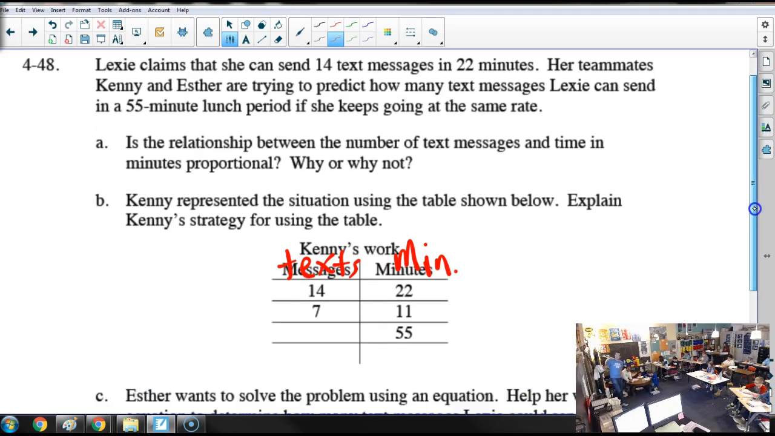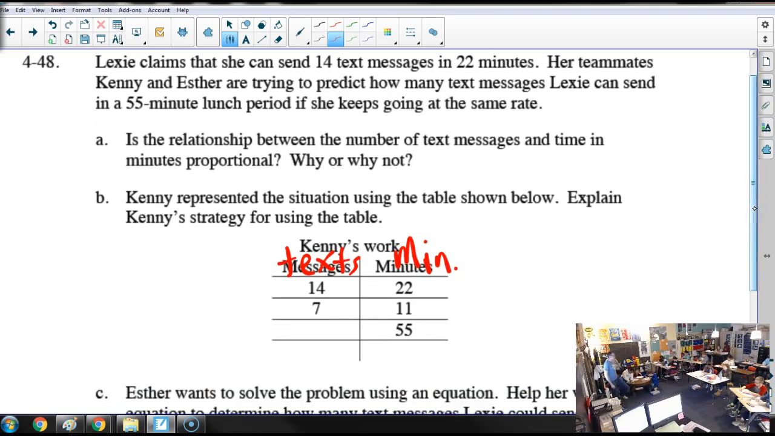So, when your parents get frustrated at you for never putting down that darn cell phone, they might ask questions like, how many messages did you even send? Or things like that. Now, Lexi claims that she can send 14 text messages in 22 minutes. Now, that doesn't seem all that fast, but she's writing a lot, right? She's dishing the tea. She's writing a lot in these text messages.